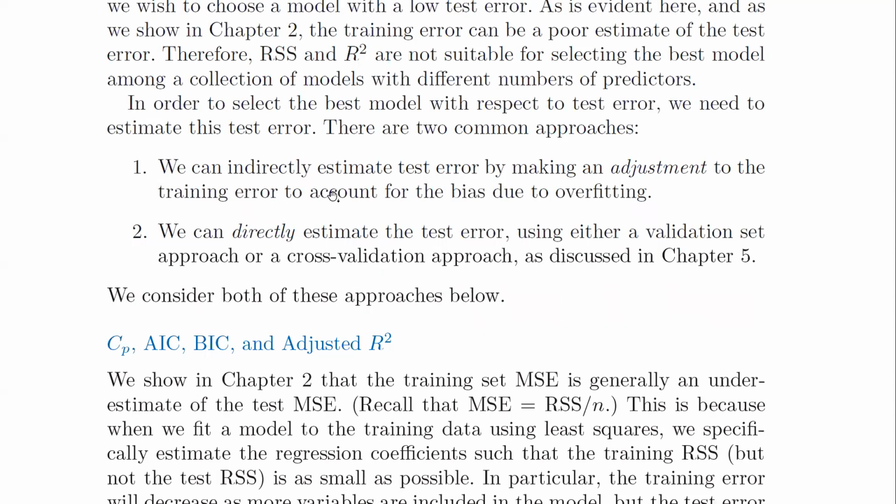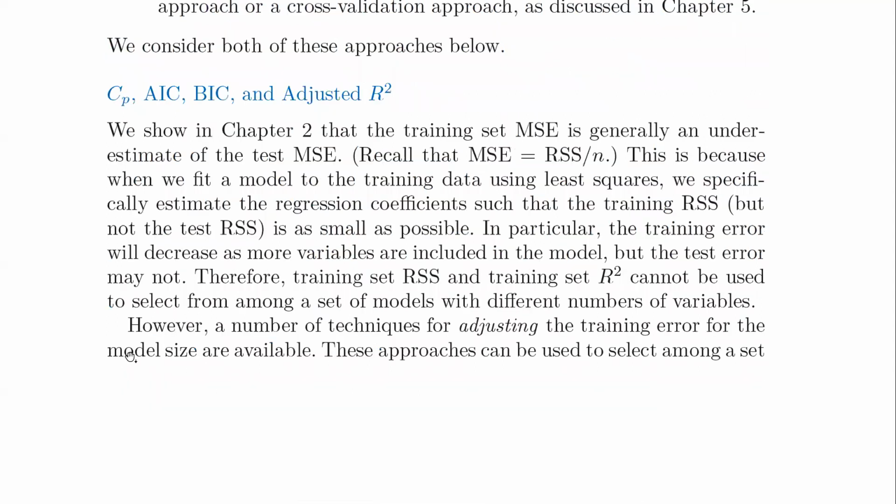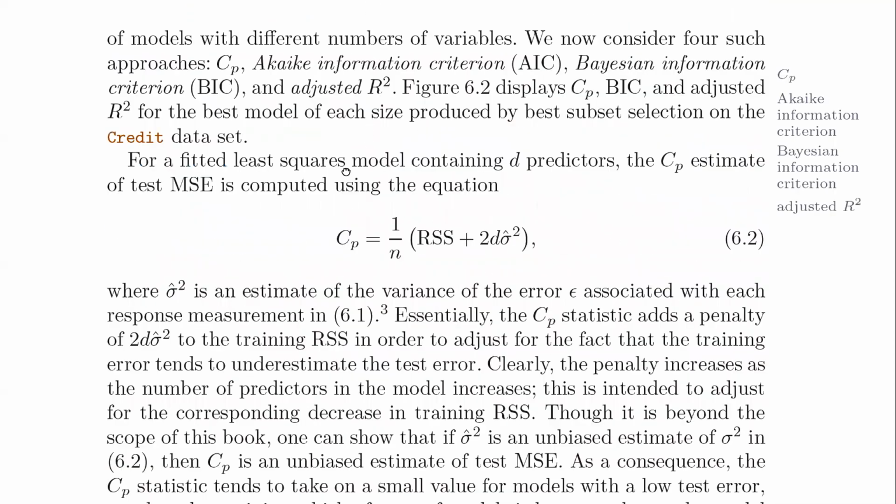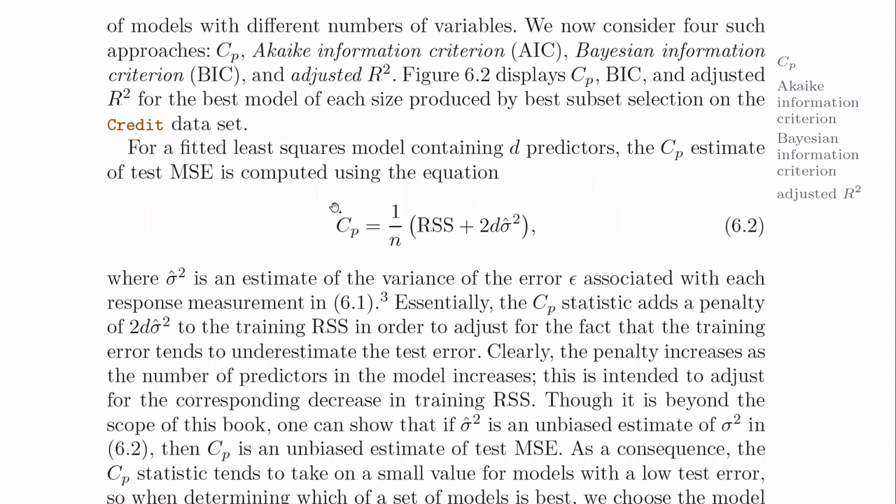Okay, so just repeating what we read over here. However, a number of techniques for adjusting the training error for the model size are available. These approaches can be used to select among a set of models with different numbers of variables. We now consider 4 such approaches: CP, AIC, BIC, and adjusted R squared.